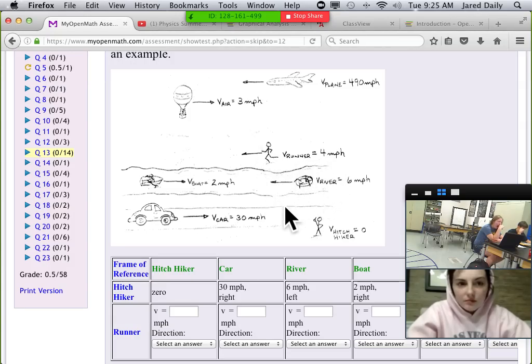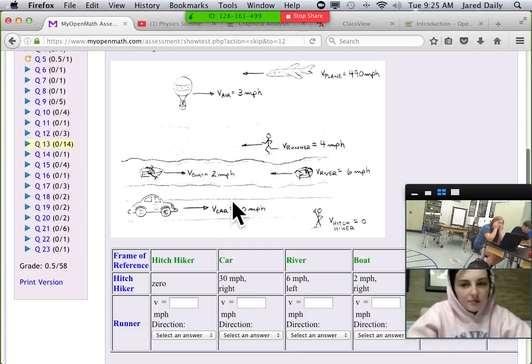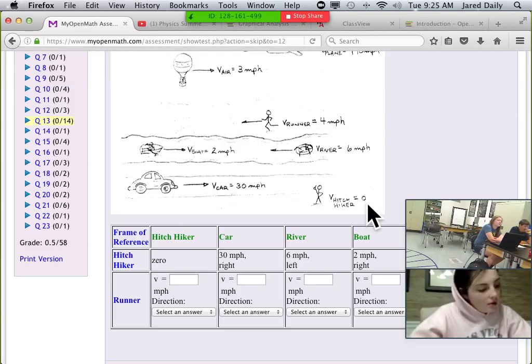If I'm running with the river, and there's this raft on the river, then the river is passing me because it's going a little bit faster than me. So it's going to the left at 2 miles per hour, right? All the other ones are essentially the same. So you have the hitchhiker who is standing still, which of course would look like to me he's going backwards to the right at 4 miles per hour. Right?